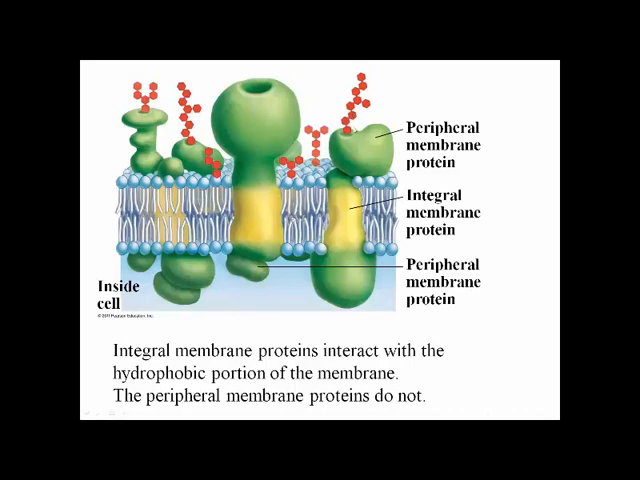Peripheral membrane proteins very often have carbohydrates on the outside, or the hydrophilic portion of an integral membrane protein could also have some oligosaccharides attached.